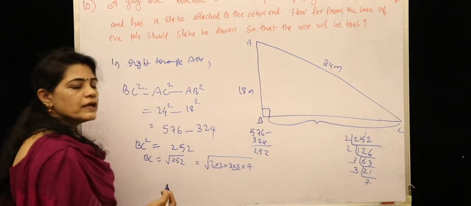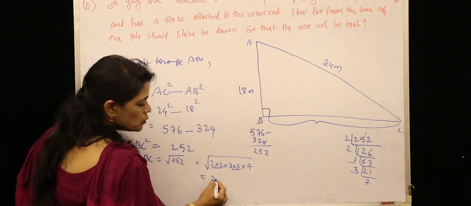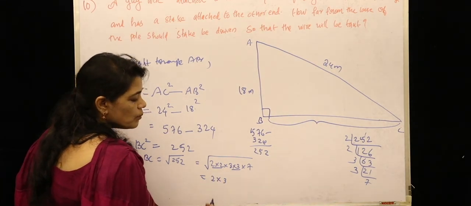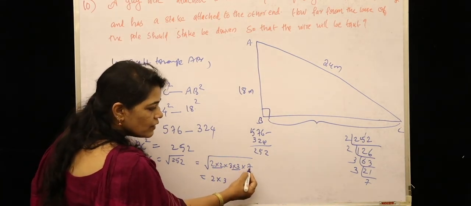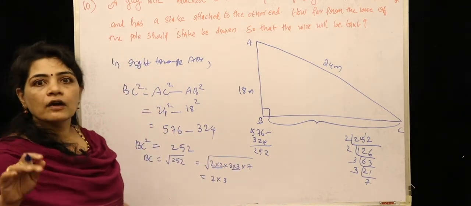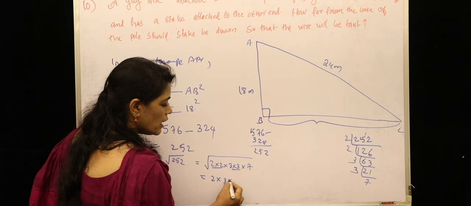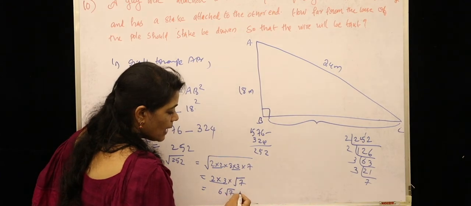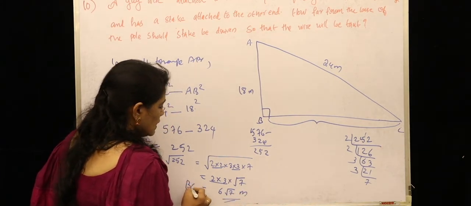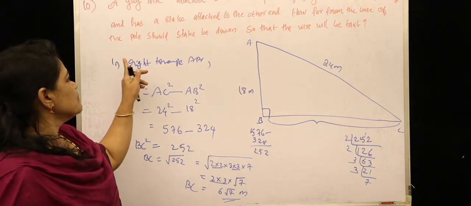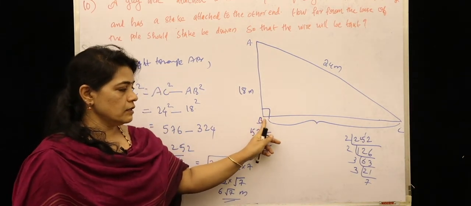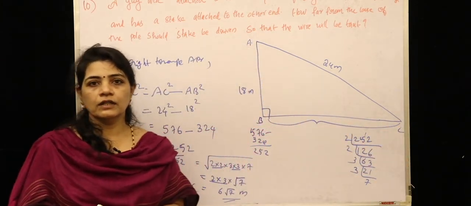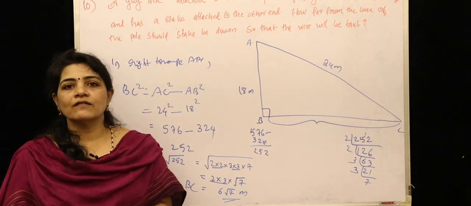To get the square root, you can take one from each pair. So 2 from this and 3 from this. Please don't put the square root again because we have taken one from each pair. But here, 7 does not occur in a pair, so we have to write 7 under the square root. So 2 threes are 6, into root 7 meter. This is what is asked. This is the distance between the base of the vertical pole and the stake kept at one end of the guy wire. That means BC is equal to 6 root 7 meter.